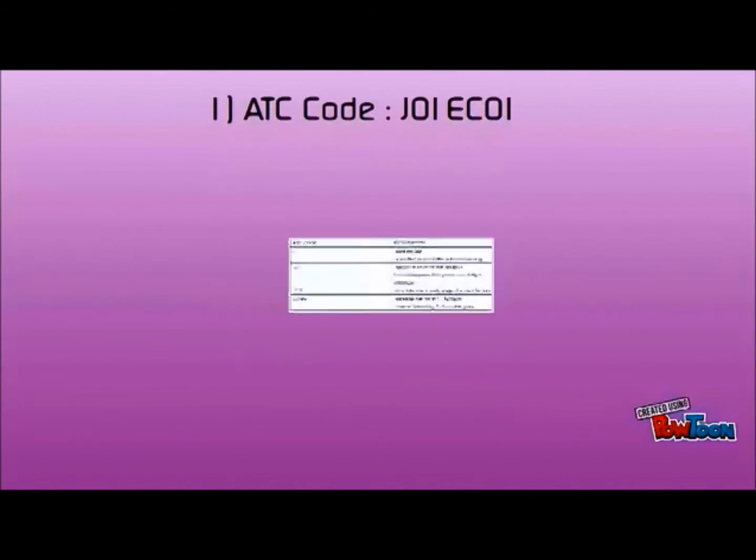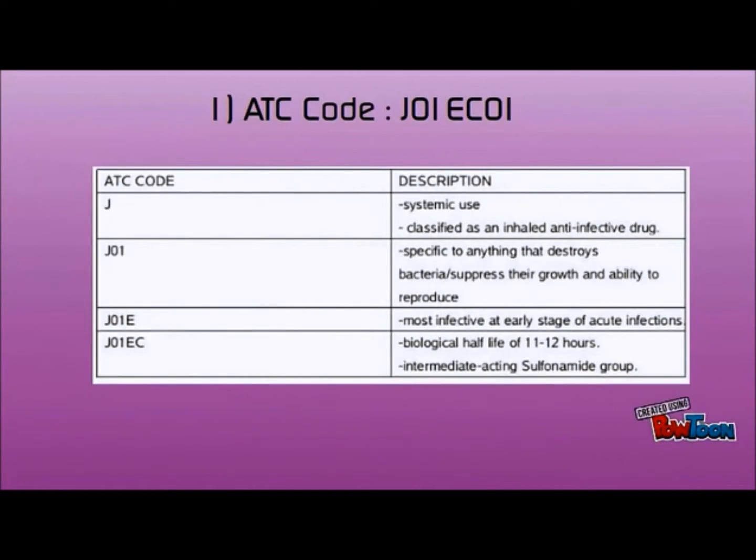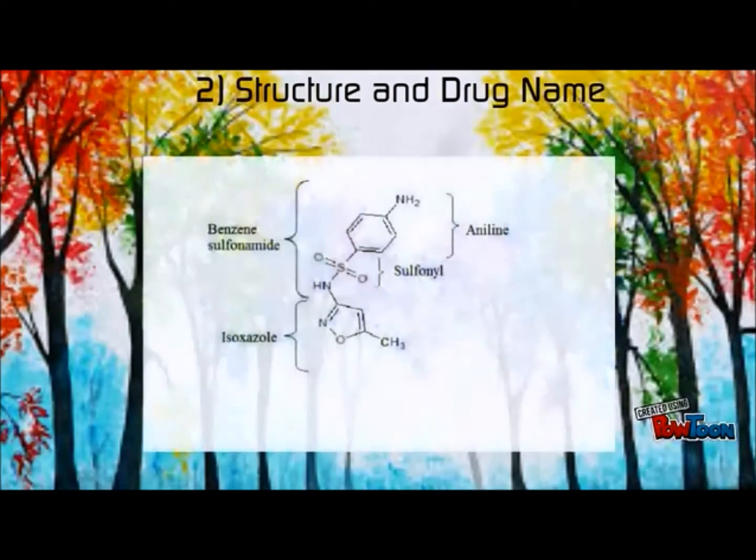For the ATC code, letter J refers to the level of anti-infective for systemic use. J01 refers to antibacterial for systemic use that destroys the bacteria. J01E is the combination preparations of sulfonamides and trimethoprim. J01EC consists of sulfonamides with a biological half-life of 11 to 12 hours, and the general ATC code of sulfamethoxazole is J01EC01.